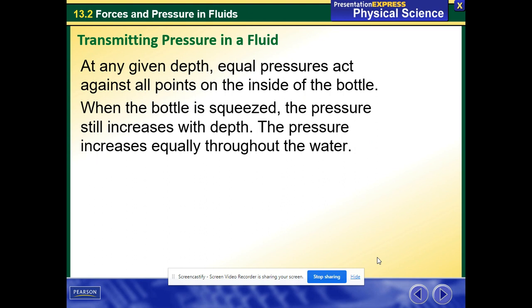So here it says at any given point, equal pressures act against all points of the inside of the bottle, and when you squeeze it, the pressure is still going to increase with depth, it just increases equally in the same way. So for example, if I had $10 and my sister had $5, and we had equal raises, maybe I get 15 and she went to 10. So we still equally got $5, but I still have more.